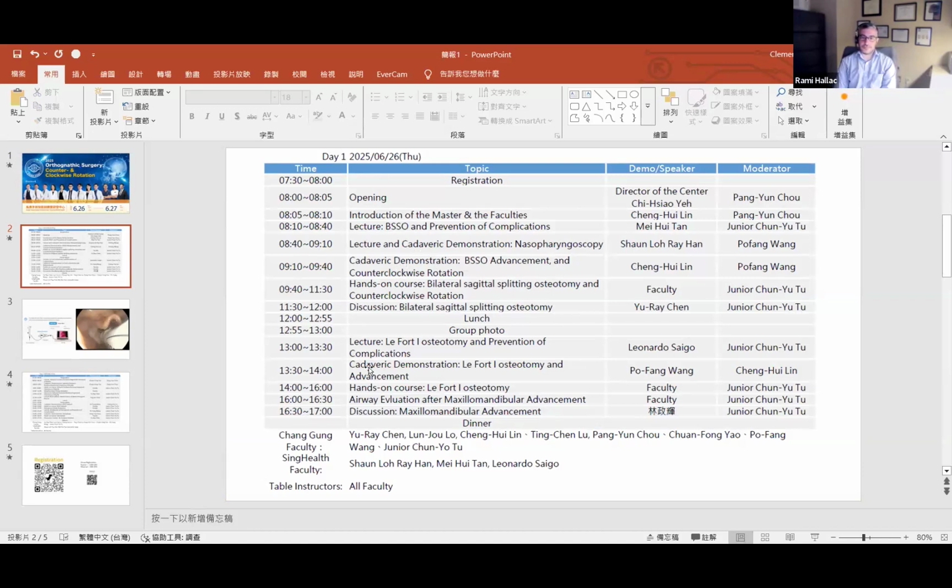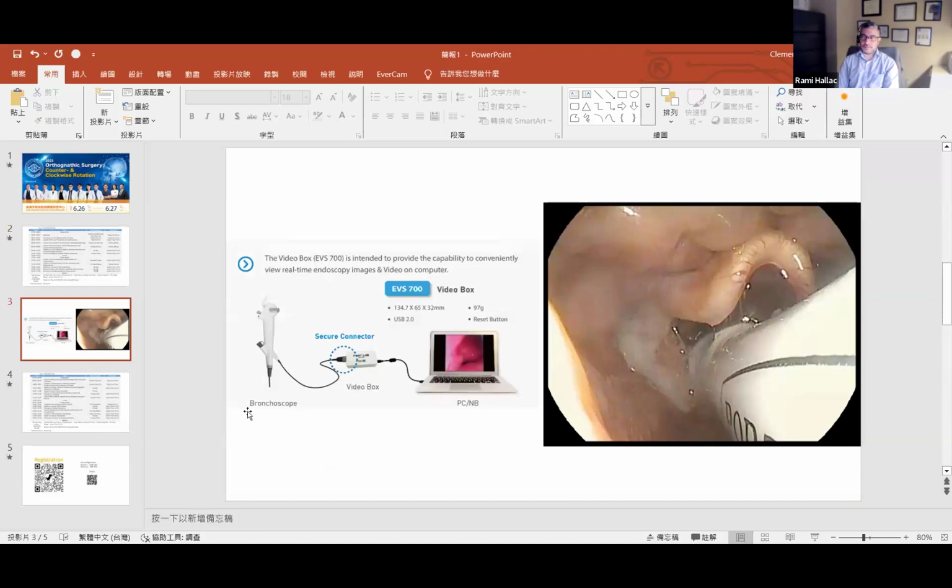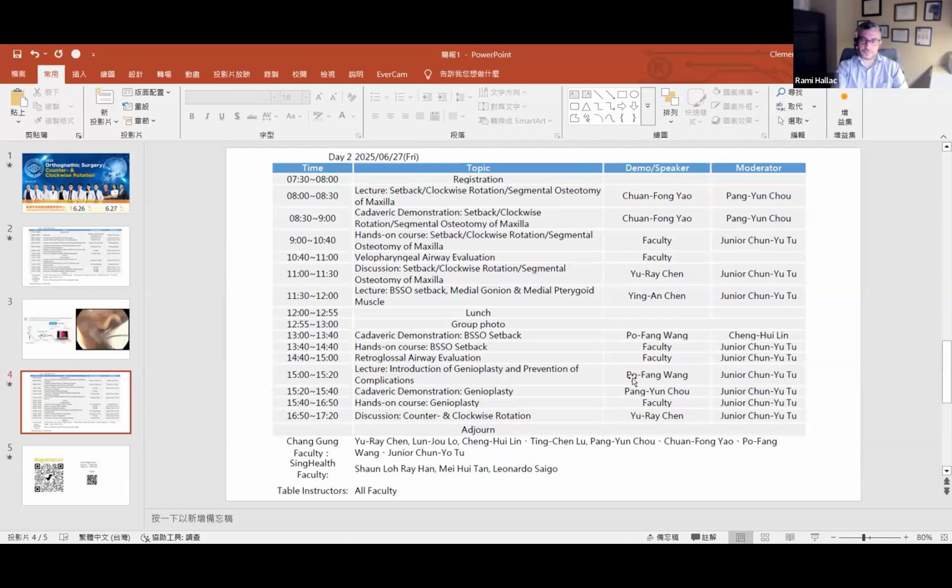And the more important part is to use the endoscope to apply nasopharyngoscopy to observe the pharyngeal airway changes during this movement. With maxillary and mandibular advancement, counterclockwise rotation, and on the second day clockwise rotation, we can find out the proper modality or design for orthodontic surgery to achieve a good relationship of the jaw bones and also the pharyngeal airways.